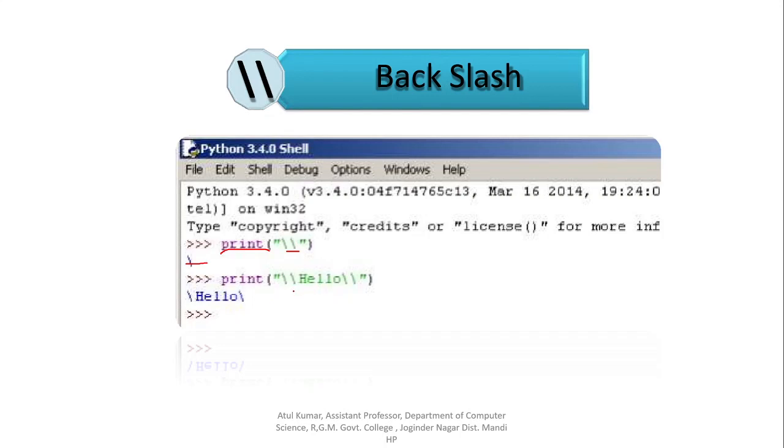Similarly, if we want to print a backslash before and after hello, then we have to put a double backslash before and after hello, and it will print a backslash before and after hello, like this: backslash hello backslash.